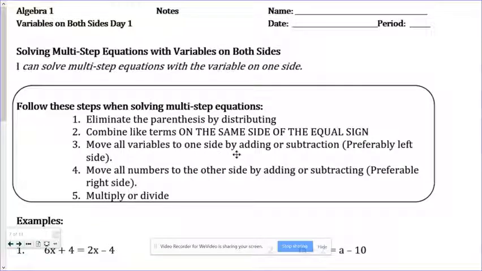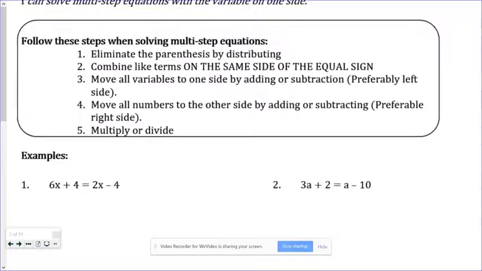Move all variables to one side by adding or subtracting, and move all numbers to the other side. And then we'll multiply or divide to get the variable by itself. Okay, so we're going to start off here with number 1. So the first thing that I need to do here is get the x's on one side of the equal sign.